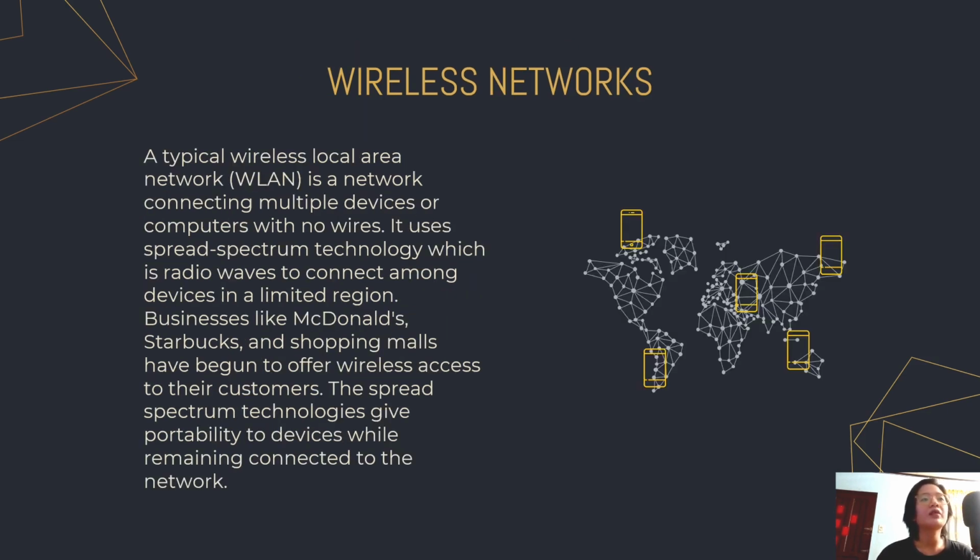Wireless networks. A typical wireless local area network is a network connecting multiple devices or computers with no wires. It uses spread spectrum technology, which is radio waves, to connect among devices in a limited region. Businesses like McDonald's, Starbucks, and shopping malls have begun to offer wireless access to their customers. The spread spectrum technologies give portability to devices while remaining connected to the network.